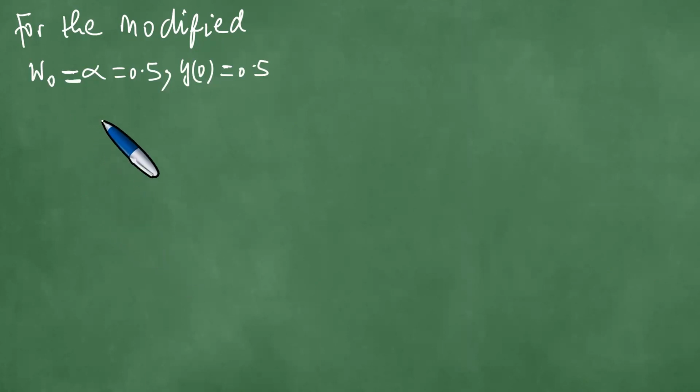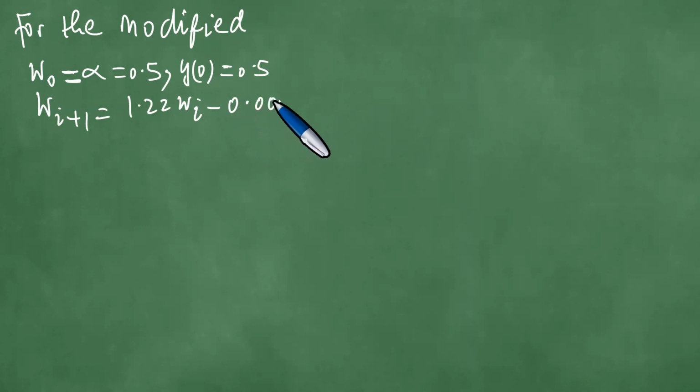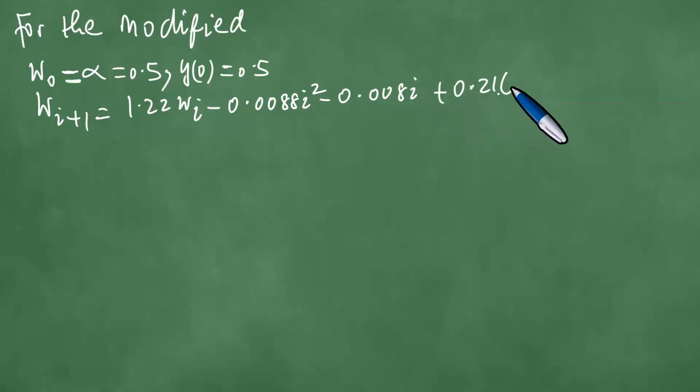Okay, sorry, we're here. So we got this one. Wi plus 1 is 1.22 Wi minus 0.0088 I squared minus 0.008 I plus 0.216. So we're going to get W1 from this.